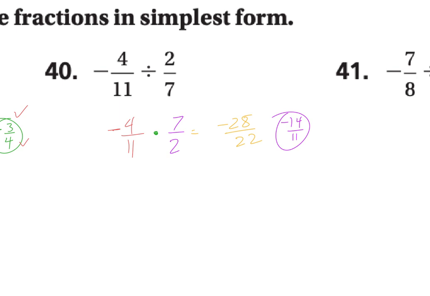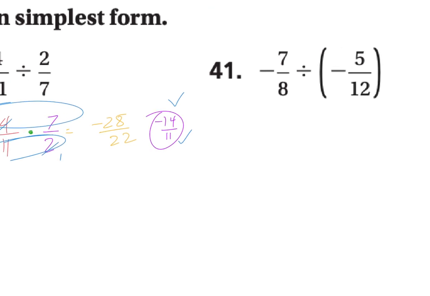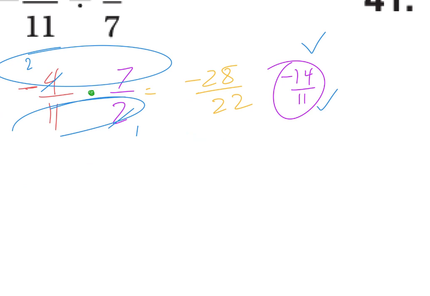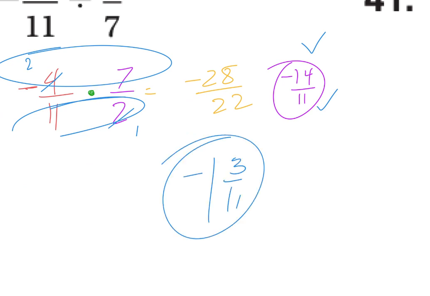You could leave it like that. You could cancel ahead of time. Both of those divide by 2, and oh look, 2 times 7 is 14. 11 times 1 is 11. If you want to write that as a mixed number, feel free to do that. It would be this. This is 11 right here.